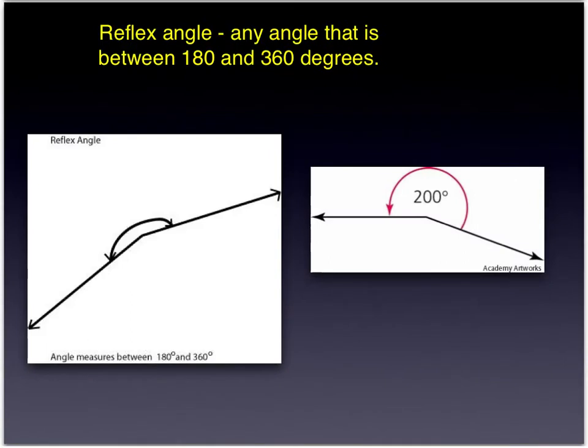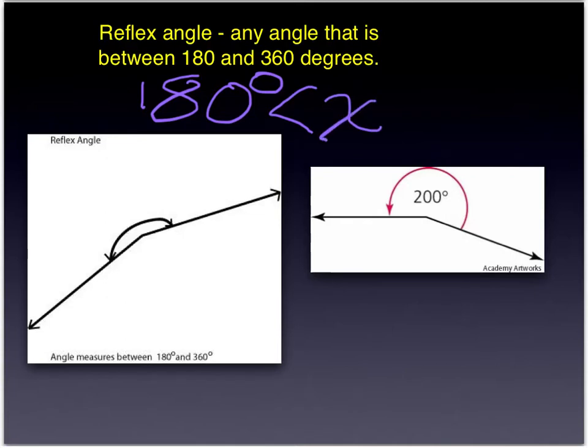Okay, next we have our reflex angle, which is any angle that is between 180 and 360 degrees. So here's our example of a 200-degree angle, greater than 180, but less than 360. So we notate that as: our angle is greater than 180 degrees, but less than 360 degrees.